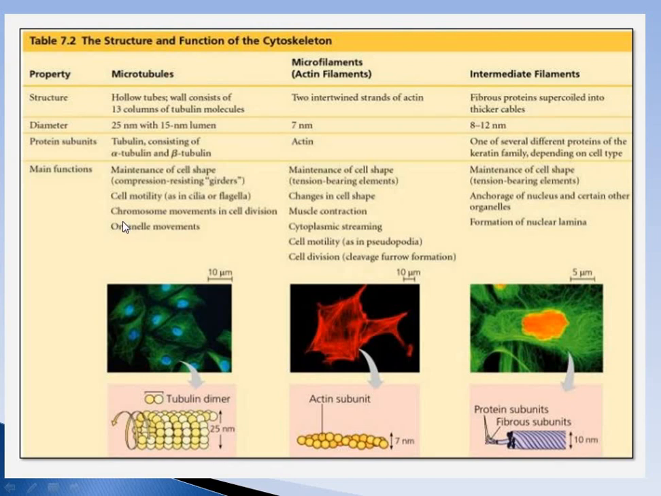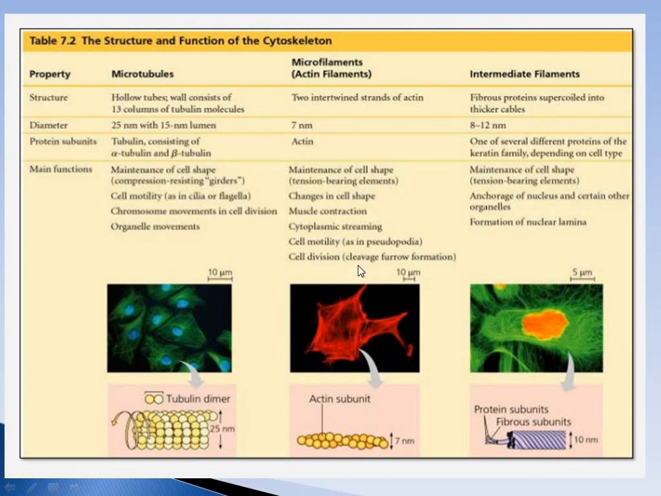And they also help in the formation of the mitotic apparatus to help in the movement of chromosomes during cell division, and they also help in the movement of organelles. Microfilaments also maintain shape and help the cell to change its shape. If they are present in the form of bundles in the muscles, they help in the contraction of muscles, and are responsible for cytoplasmic streaming, and also the movement of the cell as in the case of pseudopodia, and they also help in cell division.